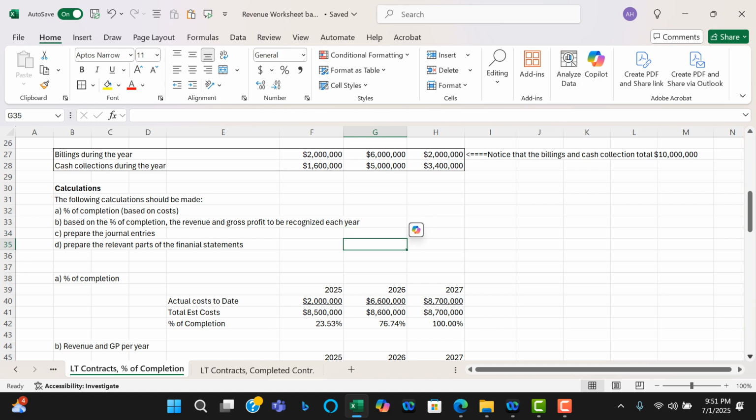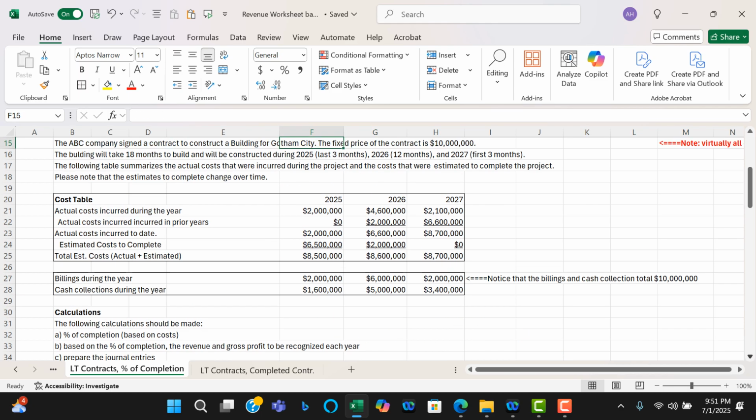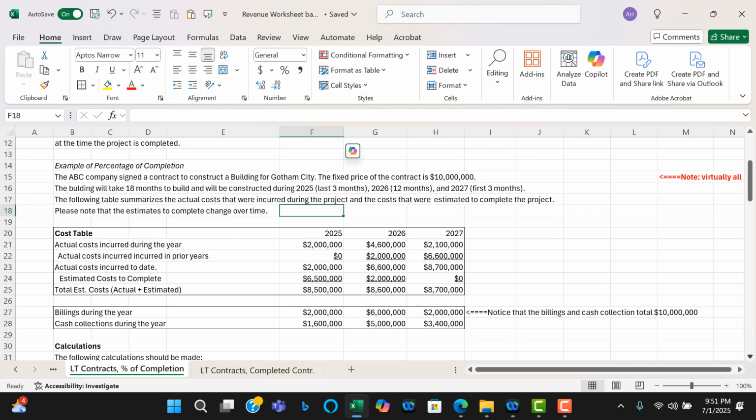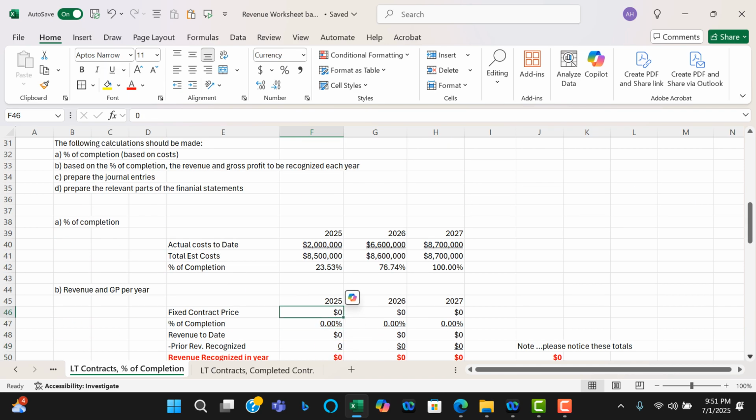Okay, so if you look at the revenue, this is a fixed price contract. I don't know if I've put the fixed price in here. I already said it's $10 million. Let's just put 10 million right here. So it's a fixed price contract. You're going to get 10 million, whether you like it or not. So I'm going to copy that over. Now the percentage of completion, we'll just move that down.